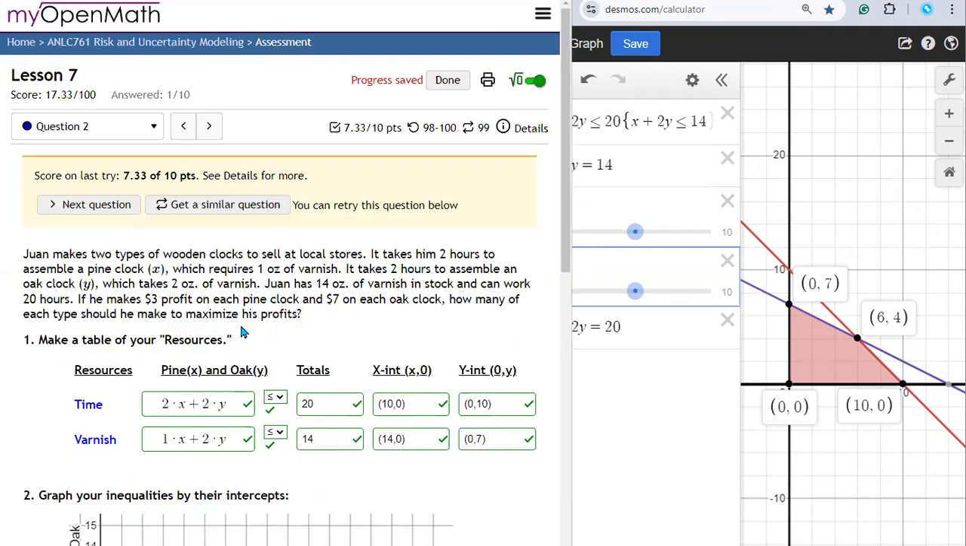How much profit does he make on the oak clock? Well, if he makes 1 oak clock, 1 times 7 is $7 on that one oak clock. If he makes 2 oak clocks, 2 times 7 is $14 on the 2 oak clocks. If he makes 10 oak clocks, that's $70 in profit. If he makes Y oak clocks, that's 7 times Y dollars in profit.